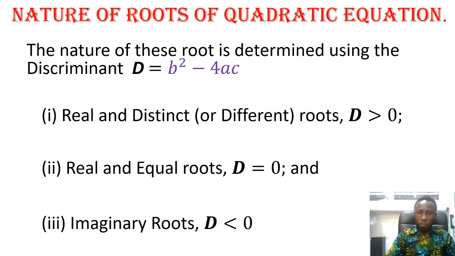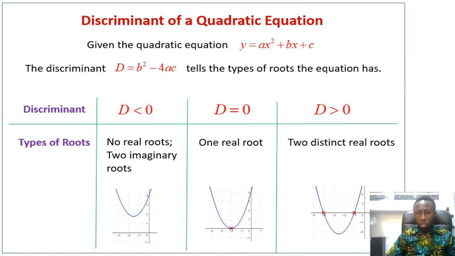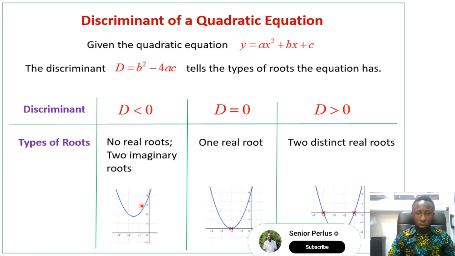So let's see some GeoGebra drawing on this. If D is less than 0, that's the complex, that's the imaginary. It may have no real root. So it is in the complex world. This one is not touching the s axis. That's why we say it's imaginary. It's on the complex, so it's difficult to get the s value. So it's not touching the s axis.